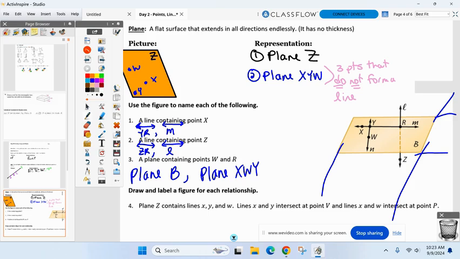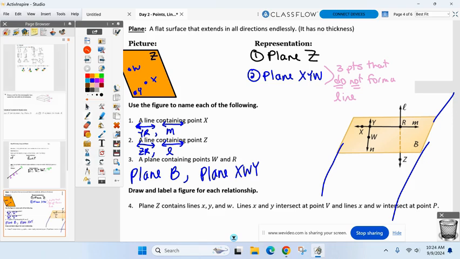Could it be plane MNR? It's got to be points. Got to be 3 points. Because now you're naming lines. Anything else? This is great, guys. Keep it coming.